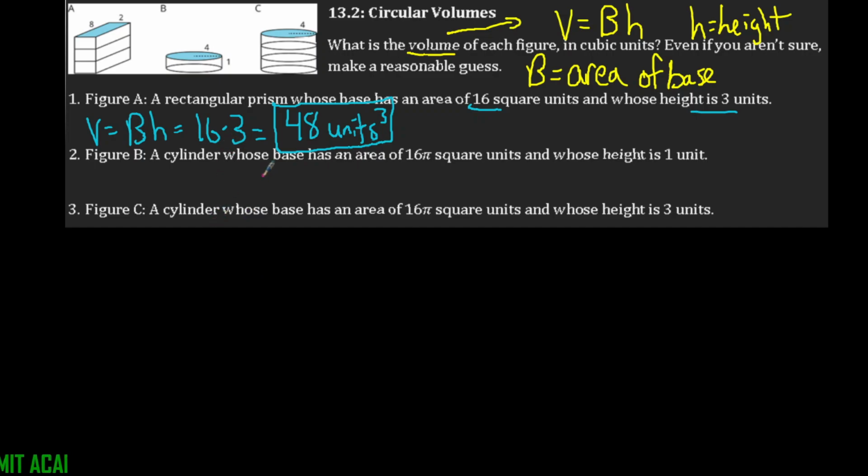Next one is for figure B. It says a cylinder whose base has an area of 16 pi square units and whose height is 1 unit. So same idea, volume is still equal to the area of the base times the height, which is equal to 16 pi times 1, which is just the same as 16 pi units cubed. Units to the third power.